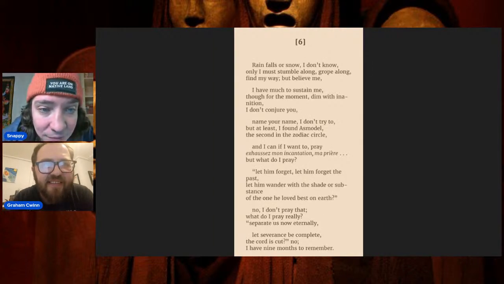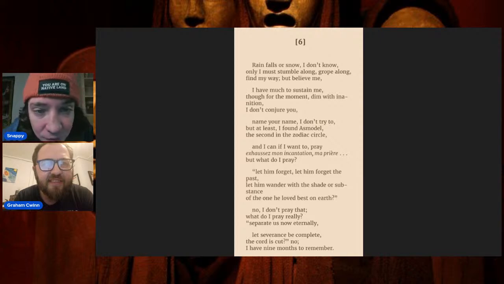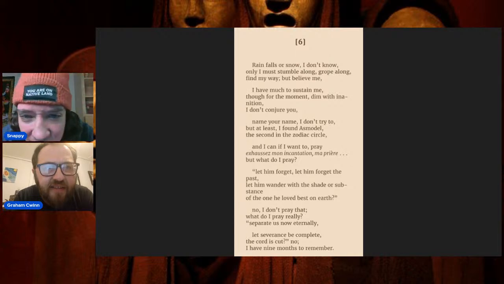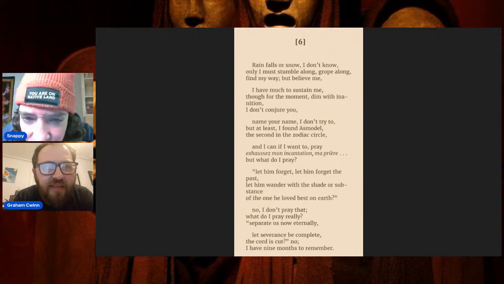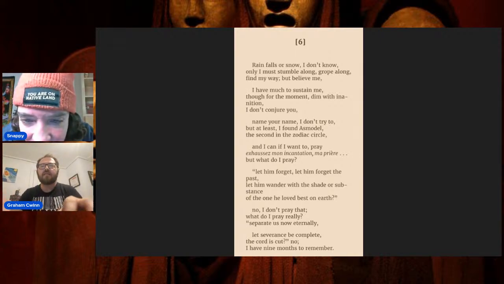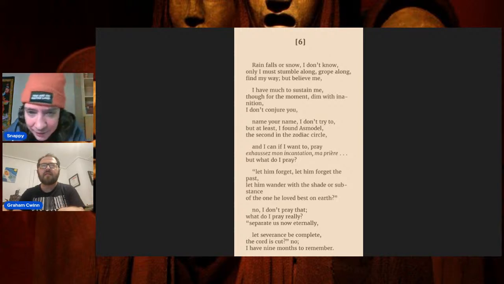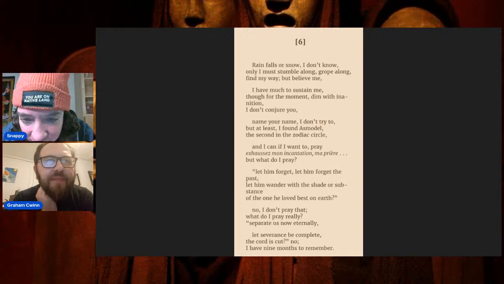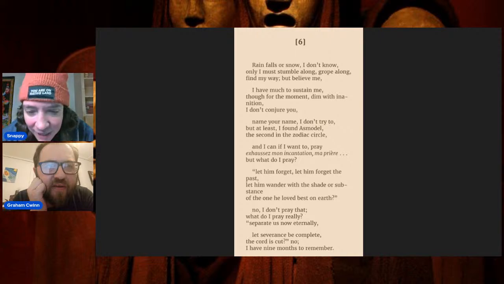Rain falls or snow, I don't know. Only I must stumble along, grope along, find my way. But believe me, I have much to sustain me, though for the moment dim with inanition, I don't conjure you. Name your name. I don't try to, but at least I found Asmodel, the second in the zodiac circle. And I can, if I want to, pray. Excuse my incantation, my prayer, right? But what do I pray? Let him forget. Let him forget the past. Let him wander with the shade or substance of the one he loved best on earth. No, I don't pray that. What do I pray really? Separate us now eternally. Let severance be complete. The cord is cut. No, I have 9 months to remember.